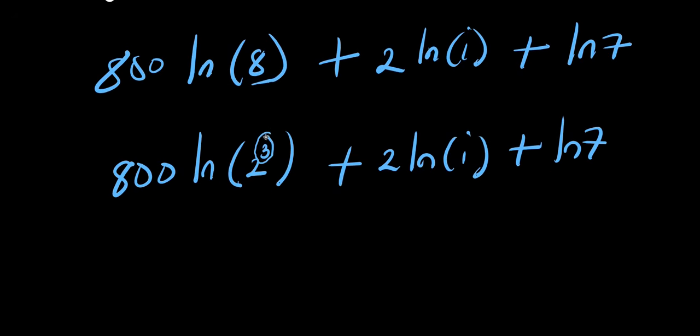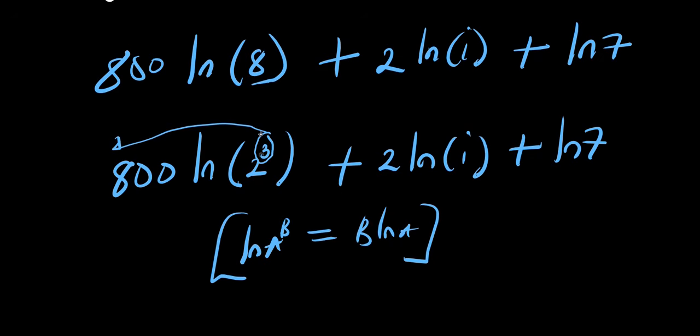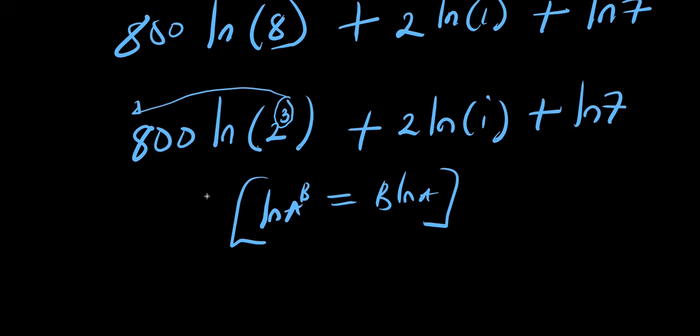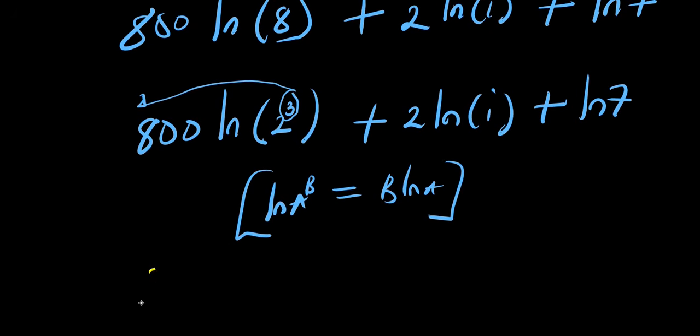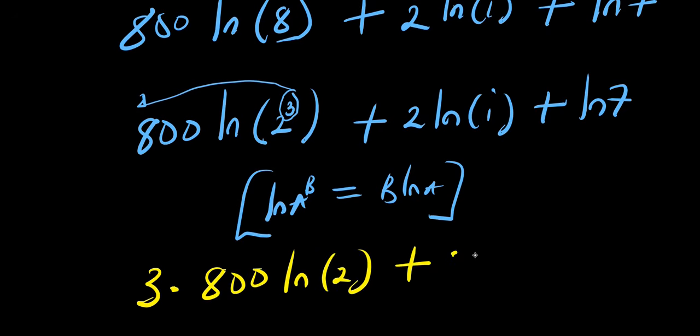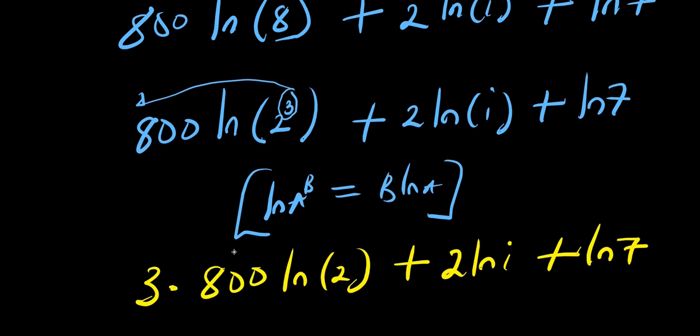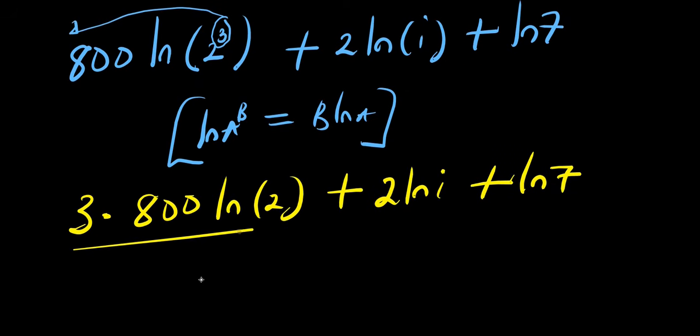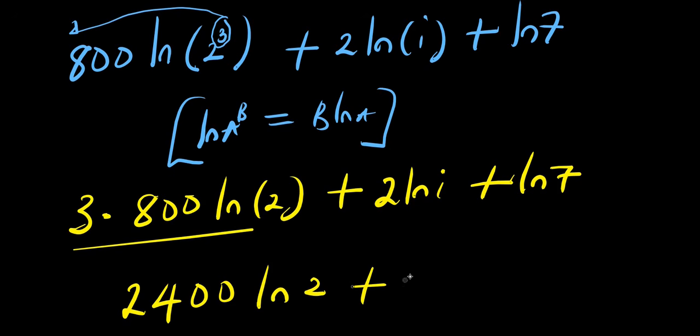So this 3 will come behind this. Remember, if you have ln of a power b, this equals b times ln of a. So the 3 will come behind this. So what you are going to have is 3 times 800 times natural log of 2 plus 2 times natural log of i plus natural log of 7. Multiply this out, we have 2400 times natural log of 2 plus 2 times natural log of i plus natural log of 7.